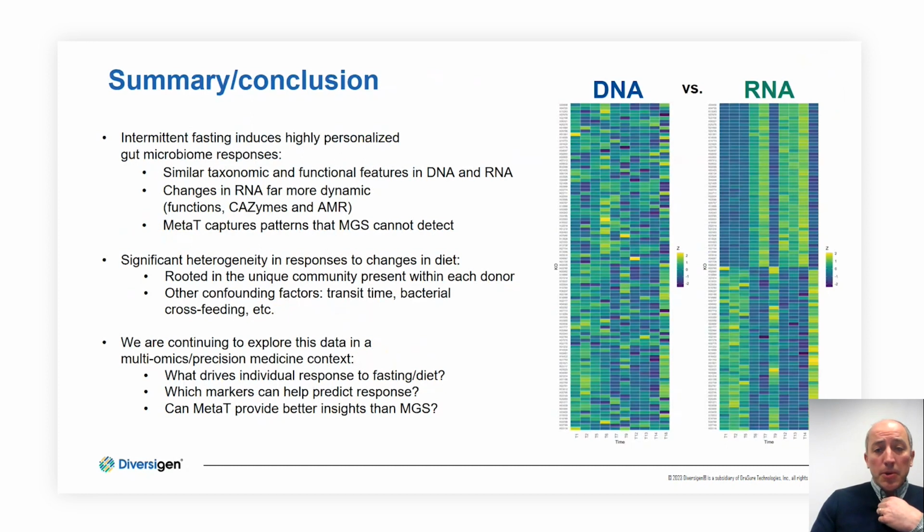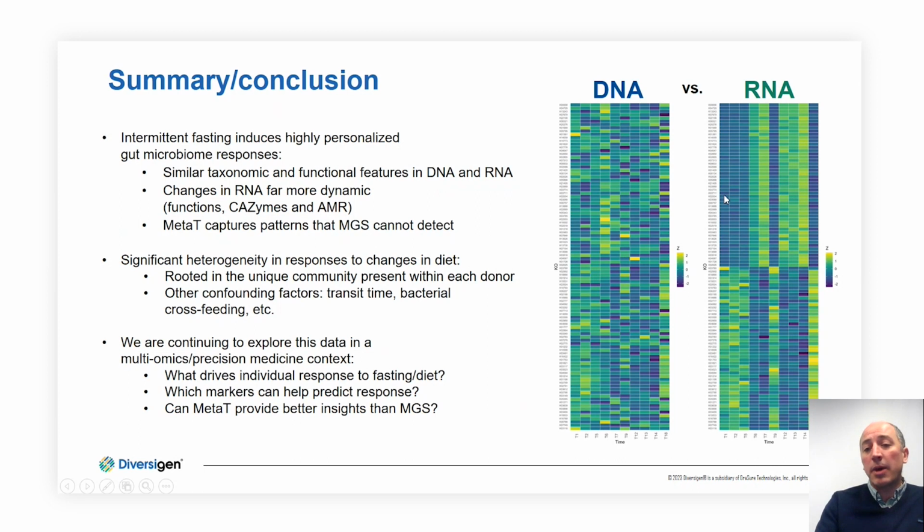As a summary and conclusion, we were able to show that intermittent fasting induces very highly personalized gut microbiome responses. Generally speaking, we see similar taxonomic and functional features in the DNA and the RNA. But what's interesting is that the changes that we see in the RNA are more dynamic, and far more drastic than anything that's picked up with DNA-based approaches. That applies to function, CAZymes, but also the antimicrobial genes. As such, I think MetaT truly captures patterns that MGS does not detect.